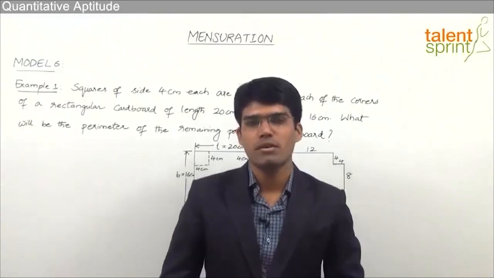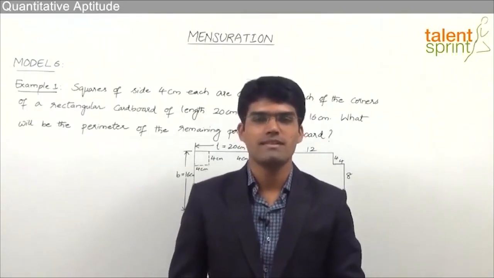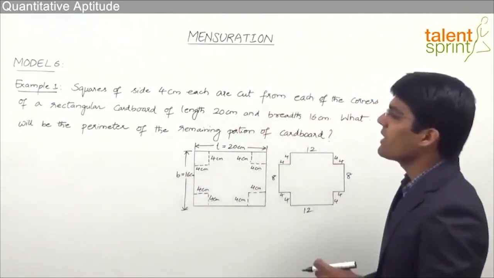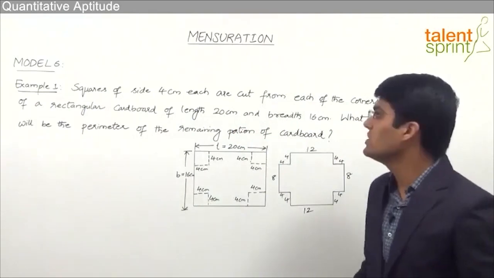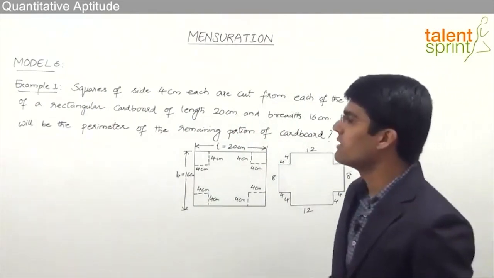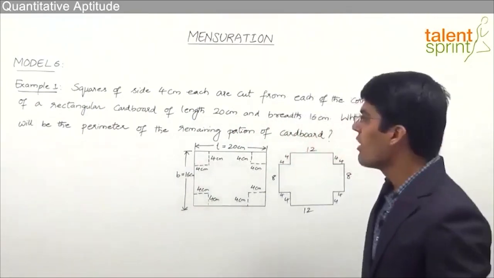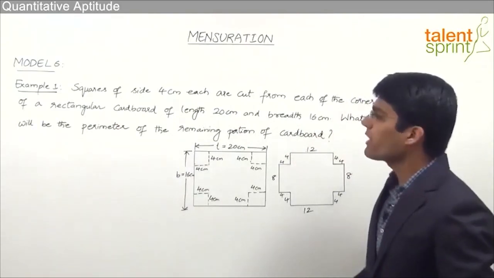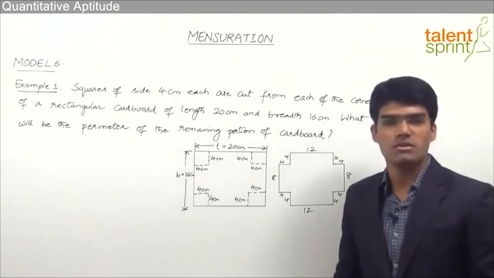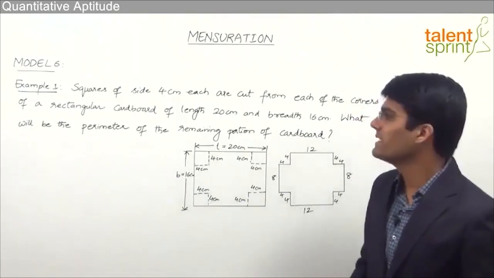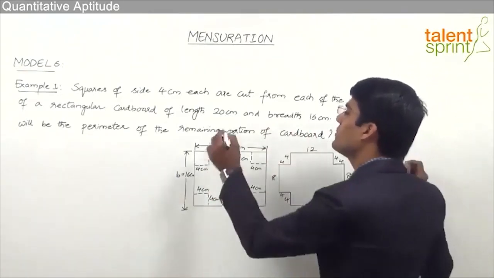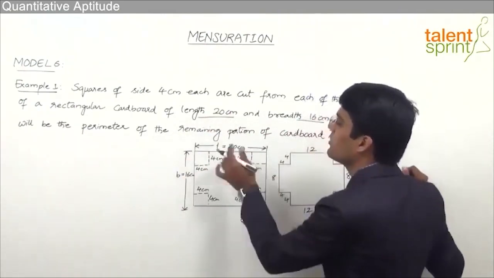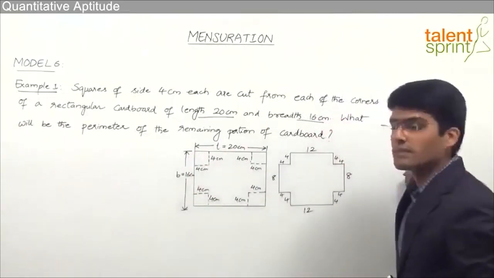Let us now take the sixth module from this topic of mensuration, where we shall discuss some typical questions. Now the first example here says, squares of side 4 cm each are cut from each of the corners of a rectangular cardboard of length 20 cm and breadth 16 cm. What will be the perimeter of the remaining portion of the cardboard? As you can see here, there is a rectangular cardboard of length 20 and breadth 16, as shown here.